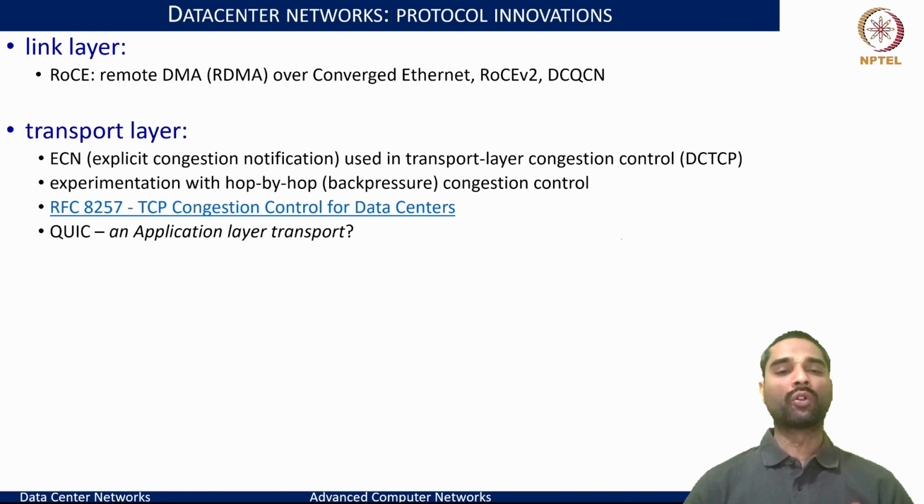Next, there were also several experimentations with hop-by-hop back pressure for congestion control, as a variant through which we could control and mitigate congestion at microsecond granularities. These works also converged into what we see as IETF RFC 8257, which is essentially the initial work that came out as DCTCP in the early 2010s, got standardized in terms of how DCTCP should be put, and came out as RFC 8257 around 2017.